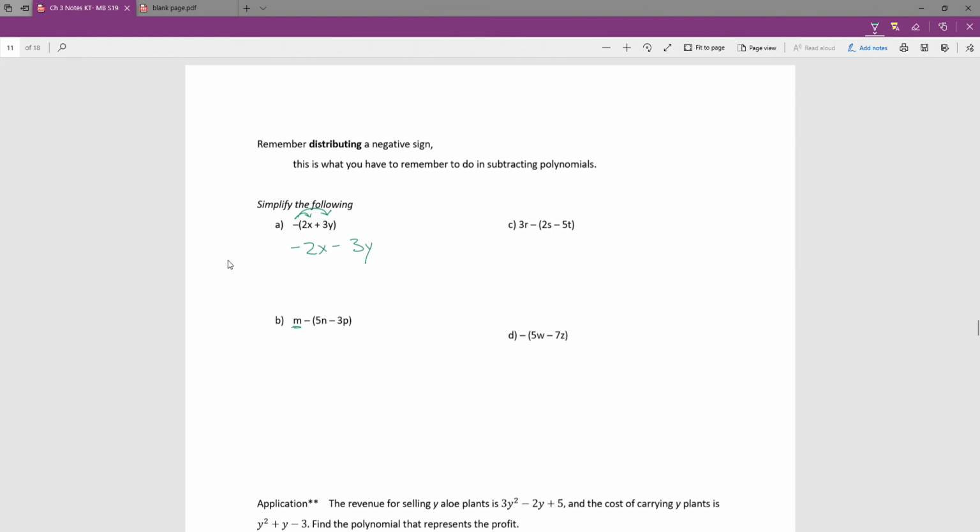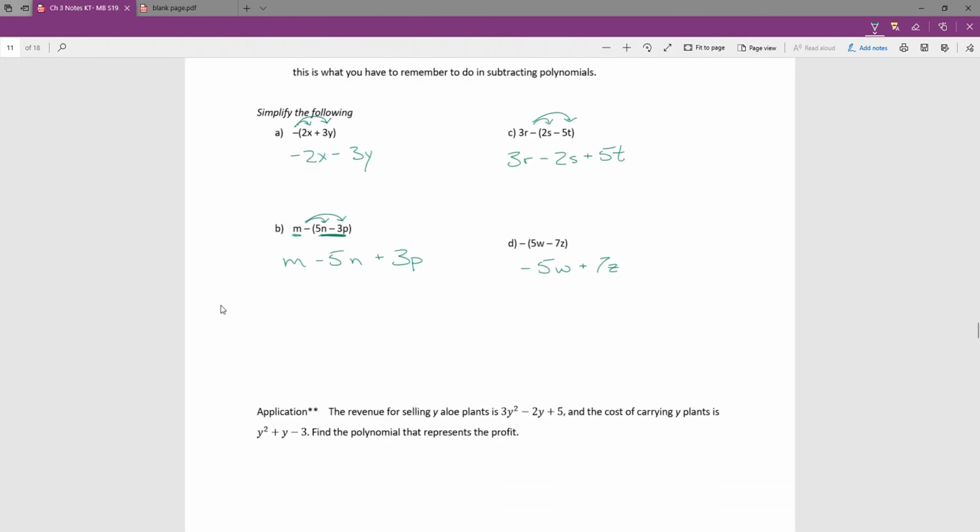For m, we now have a monomial and a binomial. And this binomial being subtracted means we have to distribute that negative sign through. So watch your signs. It's the most common place that we make errors. And again, with these ones, that negative is being distributed through. And do just watch your signs as you work through those.